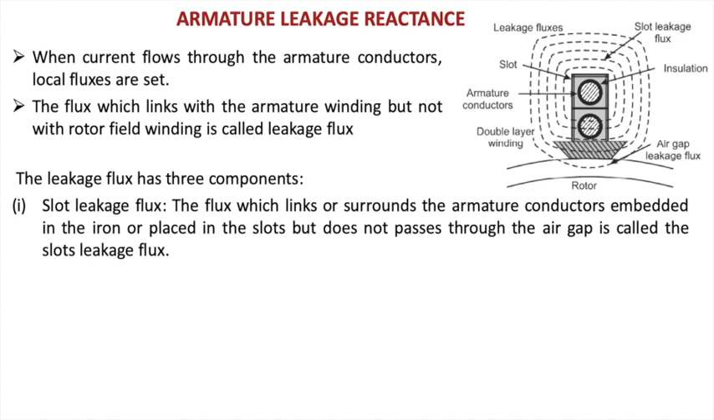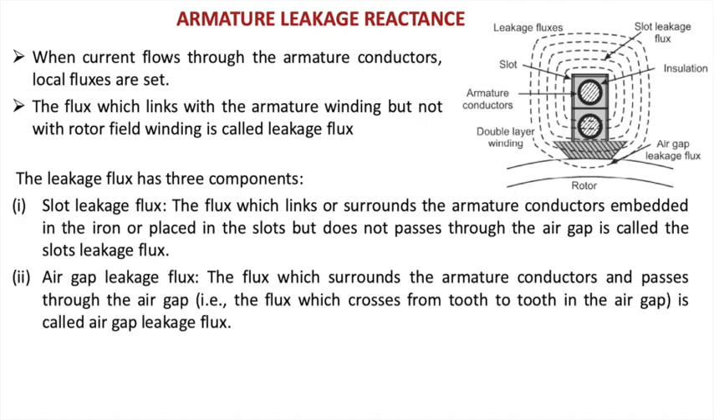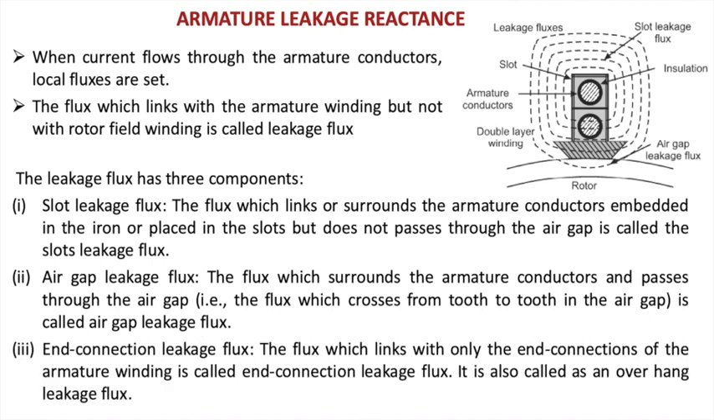So what is the slot leakage flux? The flux which surrounds the armature conductors embedded in the iron, placed in the slots, but does not pass through the air gap, is called the slot leakage flux. Air gap leakage flux: the flux which surrounds the armature conductors and passes through the air gap is called the air gap leakage flux. So it is crossing and it is cut by the rotor conductors.